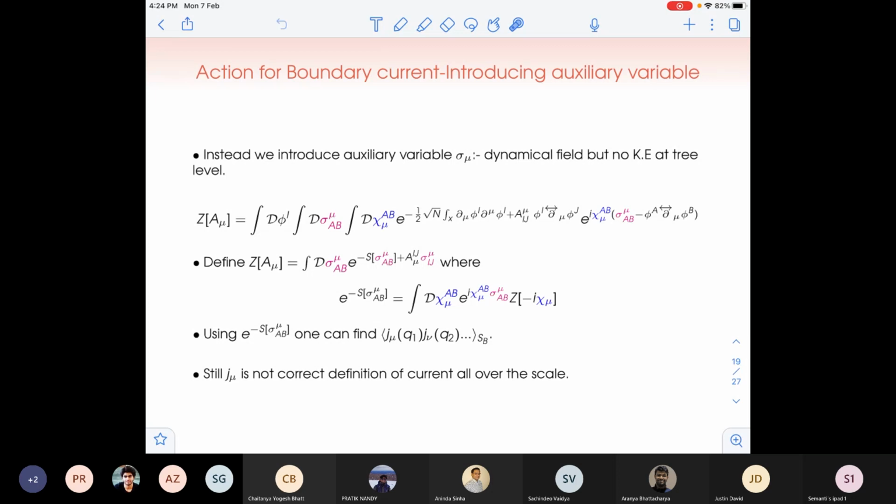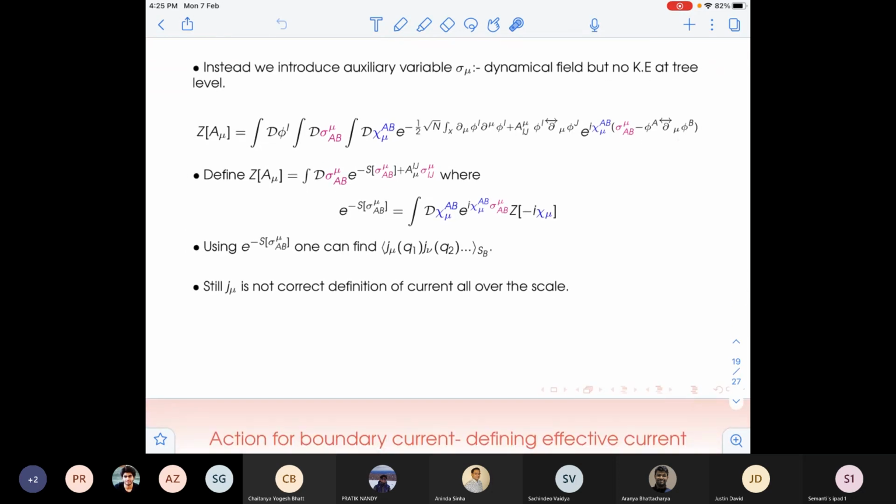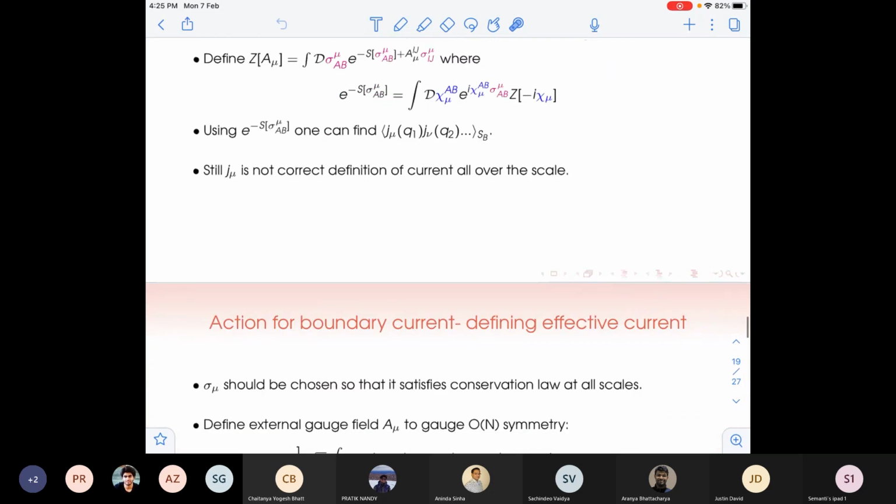Another point is that phi del mu phi b is not a fully correct definition of current. It is a correct definition if you are at the bare theory. Whenever you are flowing to a lower energy scale, it will take different corrections. So we have to define sigma mu in such a way that, when going to the low energy version, the extra terms do not spoil the current conservation law. We have to fix sigma mu so that it always satisfies the current conservation law.